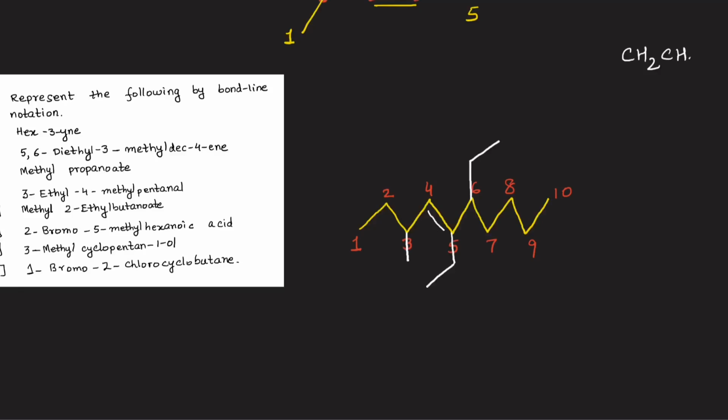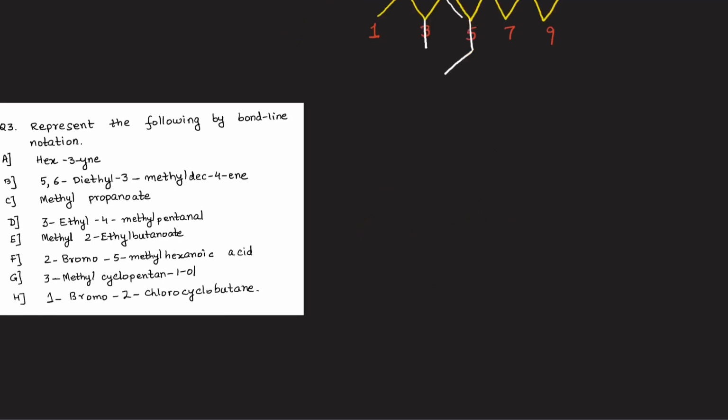This was CH2CH3. Simple. Got it? Okay. Let's continue with structure number 3, methyl propanoate. So prop means how many carbon atoms? So I've got 3 here, 2 and 3. There we go. Methyl propanoate.